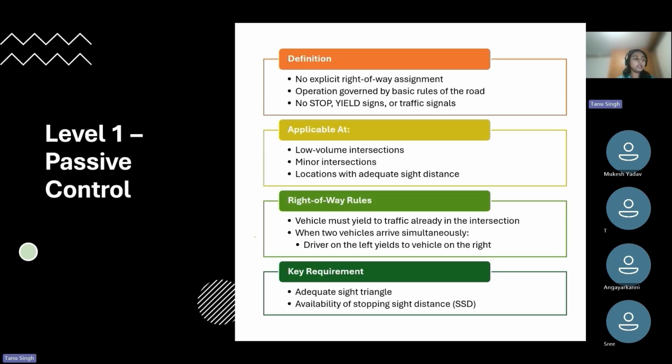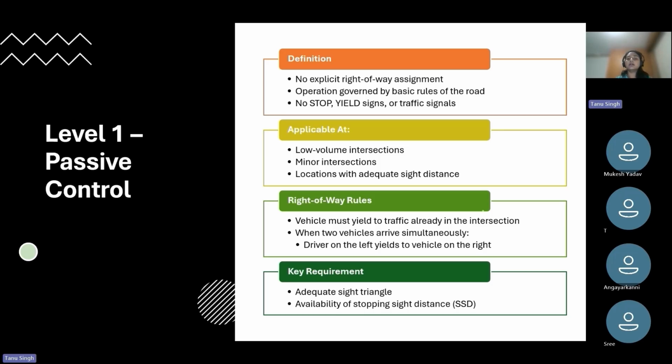Now starting each level one by one. The first level was the passive control. Here there was no explicit right of way assignment. Mainly the operation is only governed by the rules of the road. No stop or yield signs or traffic signals. They are mainly applicable when the intersection is low volume, at minor intersections and locations where adequate sight distance is present.